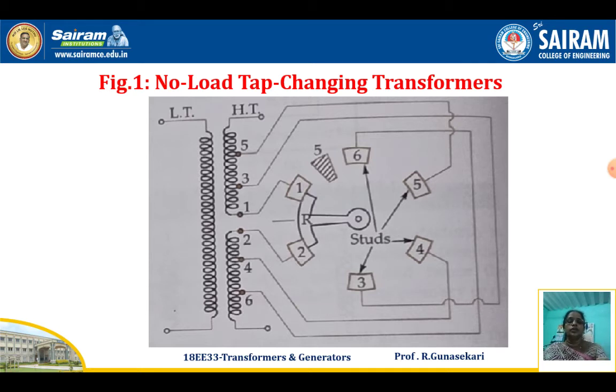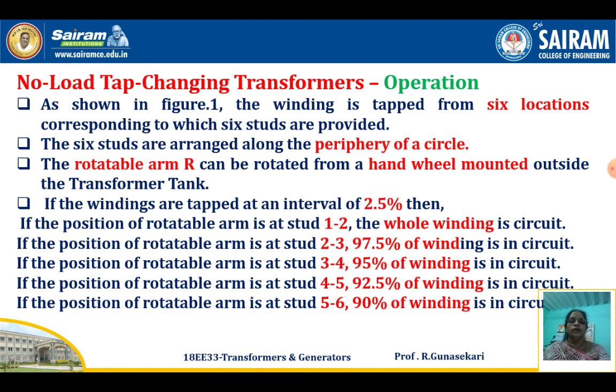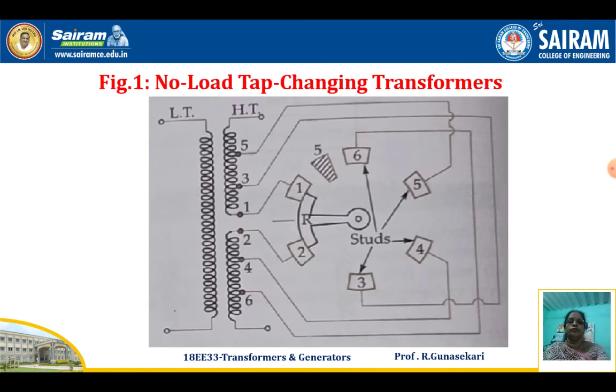Now the position of the rotatable arm R is at 3, 4. So 97.5 minus 2.5, therefore 95% only. For 3, 4, 3 goes to the HV winding, then 4 goes to the HV winding. Therefore 95% of the winding is in circuit. Suppose the rotatable arm position is 4 to 5, then 95 minus 2.5 is equal to 92.5.